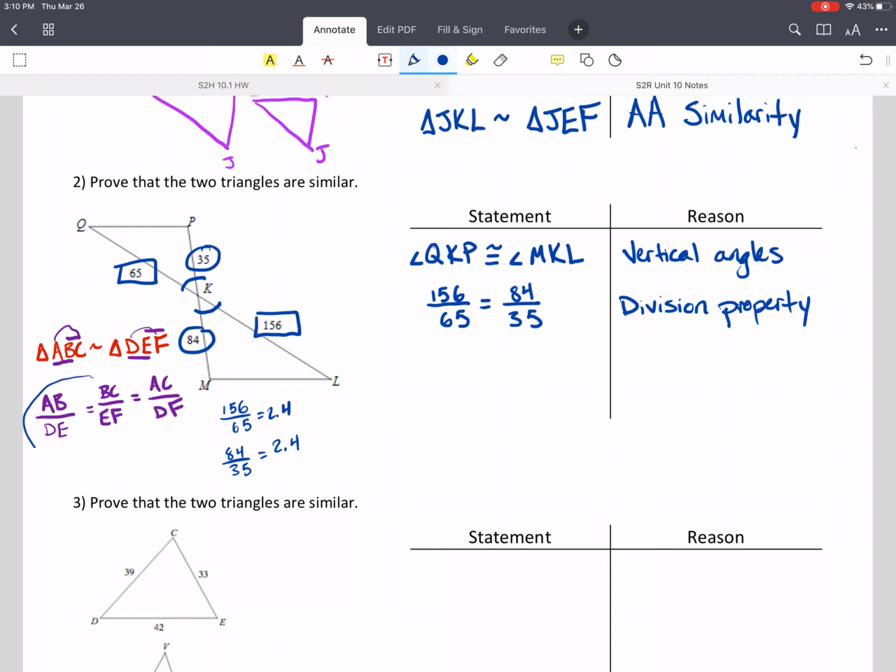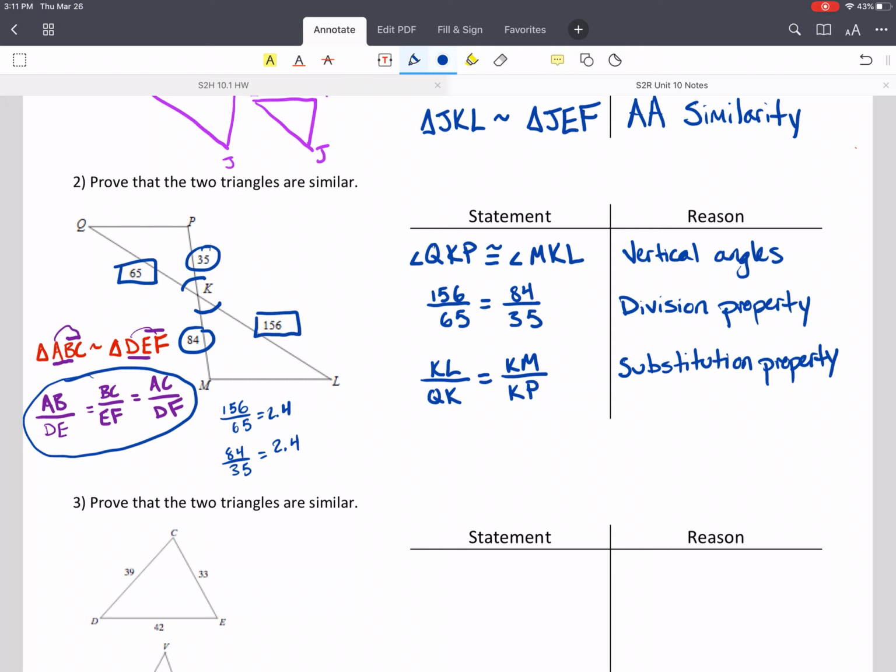Okay, well, remember, we have to use the actual side length names to specifically prove and show by definition that they are proportional. So this is where substitution is going to come in, because I'm going to substitute a name for a quantity. So for example, 156 is side length KL, 65 is QK, 84 is KM, and 35 is KP. It doesn't matter if you wrote it as PK or KP, the sides are still the same.